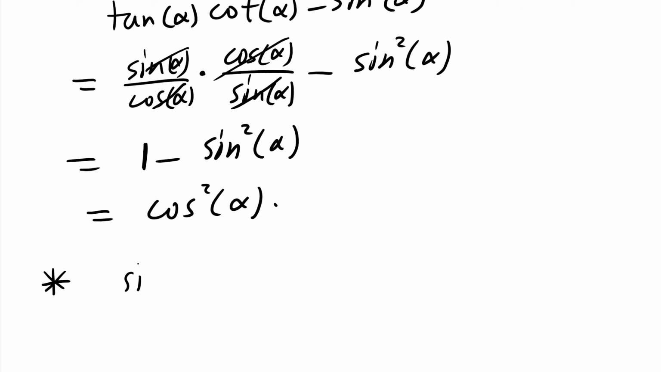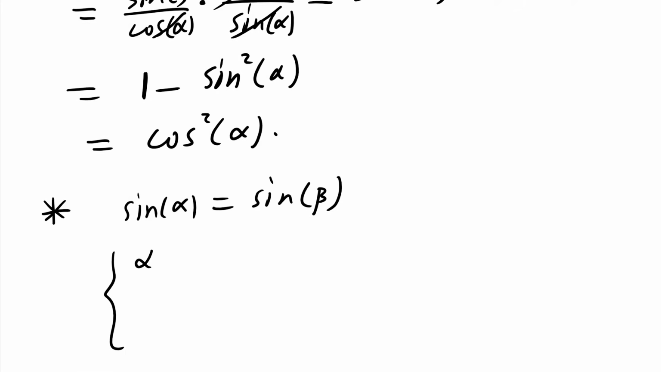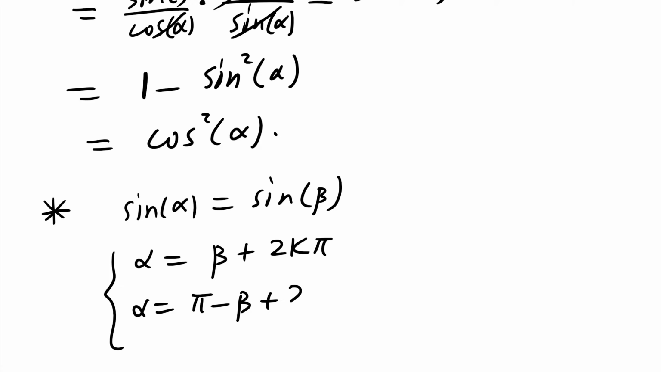Also, the formulas to solve trig equations. If you have sine alpha equals sine beta, then alpha equals beta plus 2k pi, or alpha equals pi minus beta plus 2k pi, k integer.